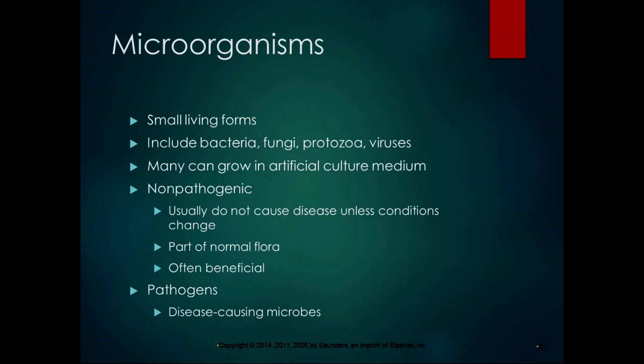Pathogens, on the other hand, are disease-causing microbes. So sometimes they're referred to as germs. Infectious diseases result from an invasion of the body by microbes and multiplication of the microbes, followed by damage to the body.